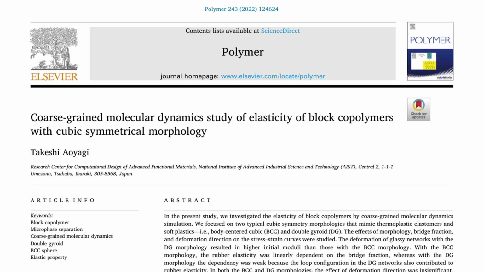In conclusion, this paper presents a study on the elasticity of block copolymers with cubic symmetrical morphology using coarse-grained molecular dynamic simulation. The researchers investigate the effects of morphology, bridge fraction, and deformation direction on the stress-strain curves of the block copolymers. They highlight the differences in the elastic behavior between BCC and DG morphologies and discuss the limitations of the bead spring model used in the simulations.